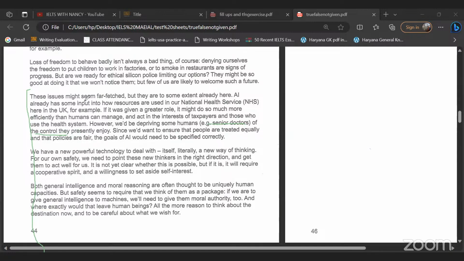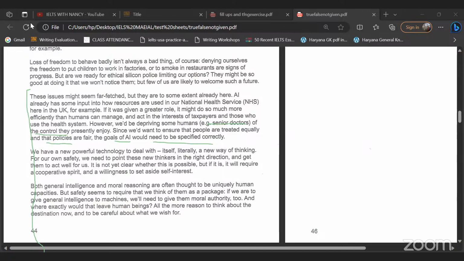For example, these issues might seem far-fetched, but they are to some extent already here. AI already has some input into how resources are used in our NHS here in the UK. For example, if it was given a greater role, it might do so much more efficiently than humans can manage, and act in the interest of taxpayers and those who use the health system. However, we would be depriving some humans, since we would always want to ensure that people are treated equally and the policies are fair. The goals of AI would need to be specified correctly.